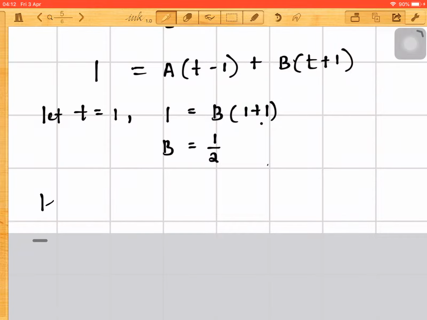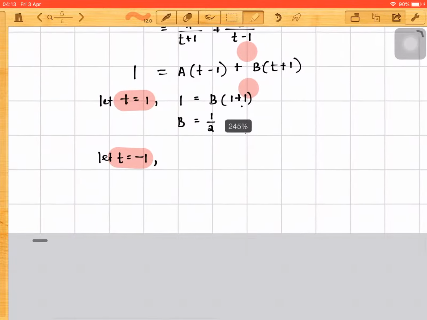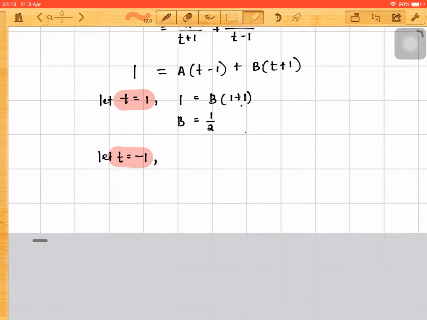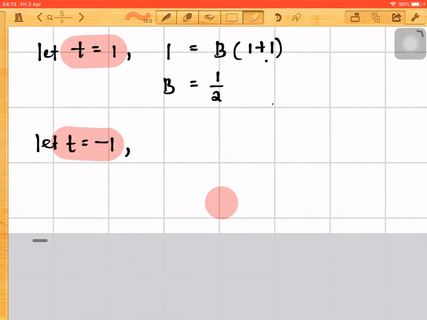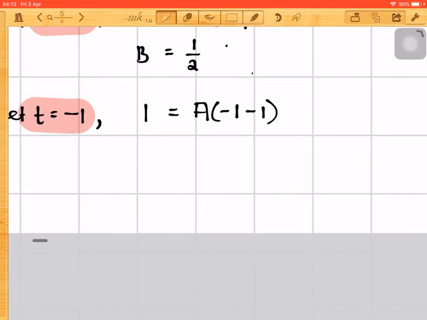So carry on, you let t be negative 1. The way I choose the t here is based on the root here. In case you don't have any root, you can use any number, but the simplest and most common ones are to choose t as 0, 1, negative 1, 2, negative 2. We choose from the smallest one. So in this case, we're going to have 1 goes to a times minus 1 minus 1, and this part will be 0 because negative 1 plus 1 is 0. So you have a equals negative 1 over 2.